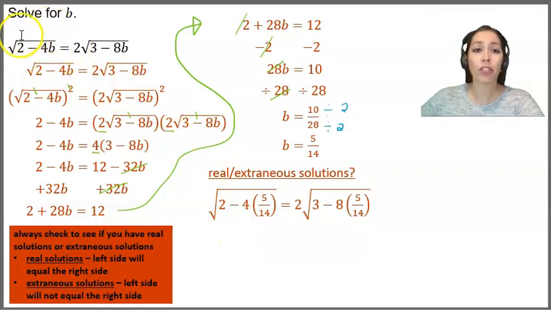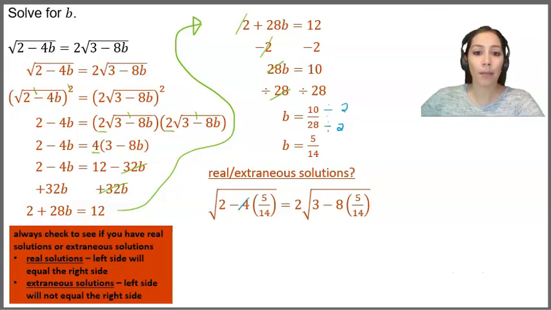So I took my original equation, the square root of 2 minus 4b, and I plugged in 5 over 14 for that b. On the right-hand side, I have 2 times the square root of 3 minus 8b, so that's 3 minus 8 times 5 over 14. Now from here, I can reduce a little bit more. When I am multiplying this 4 times 5 over 14, I can cross-reduce.